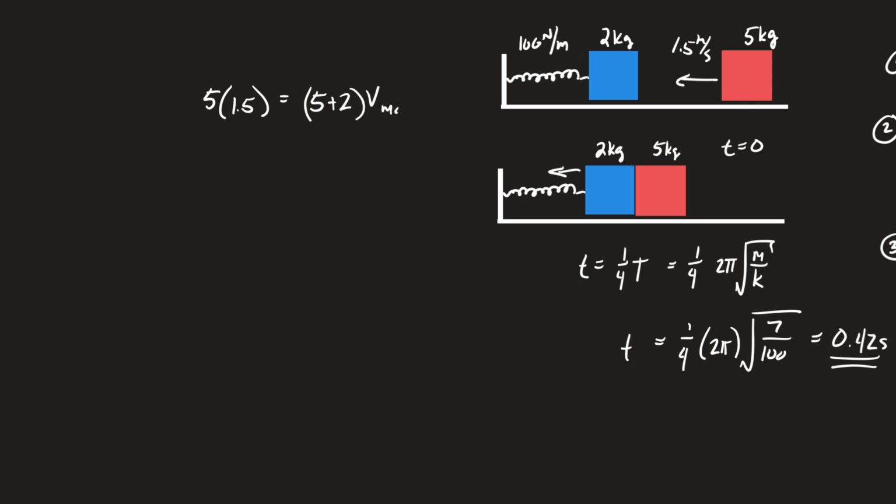And this will be V max, because this will be the fastest the system goes. The spring slows it down every moment after that. So my V max is going to be 5 times 1.5 divided by 7, or I think it comes out to be 1.1 meters per second.